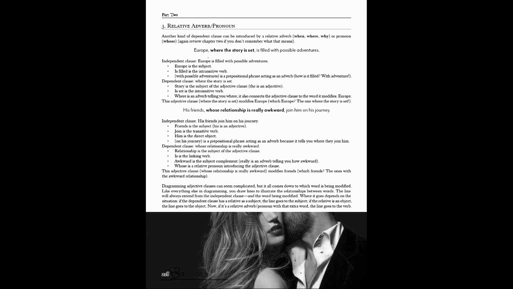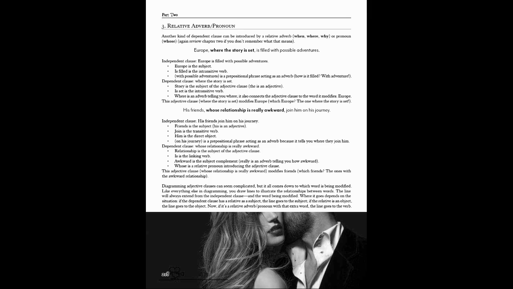So you're like Europe, where the story is set, is filled with possible adventures. So find your main sentence, right? Europe is filled with possible adventures, so Europe is filled, right? This is a subject, intransitive verb, prepositional phrase. So this is a siva. Now I have this extra where the story is set. So this is describing Europe, making it an adjective clause. The story is my subject, is set. That's an intransitive verb. And then where is that relative adverb, right? Describing Europe.